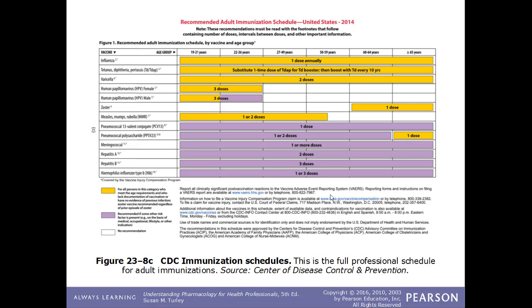Okay, now this chart is an immunization schedule for an adult. So we see the time frame here on top, starting at age 19, going up to 65 years of age. Various vaccines here on the left, and when it is appropriate to give each vaccine and in how many doses.